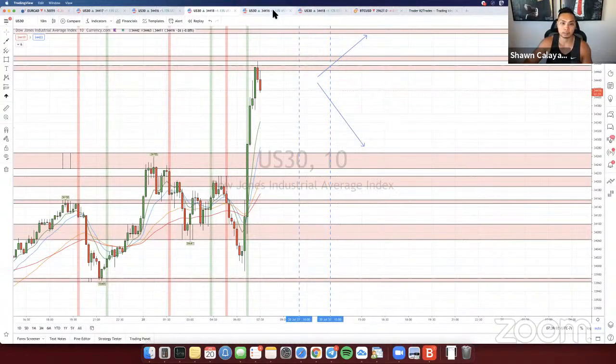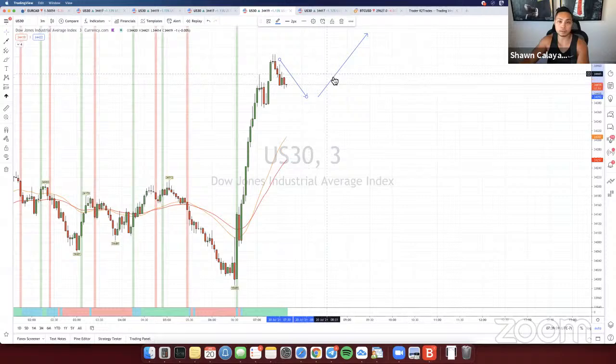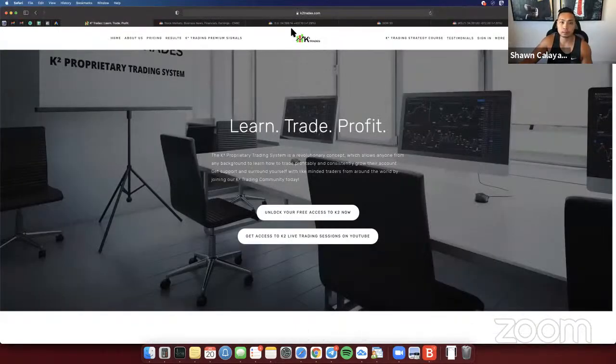All right, we got a 3 minute signal right here for a sell. It's completely fine. We want this retracement here. We need it to retrace so that we can take the buy back to the upside, but we'll see what happens moving forward.